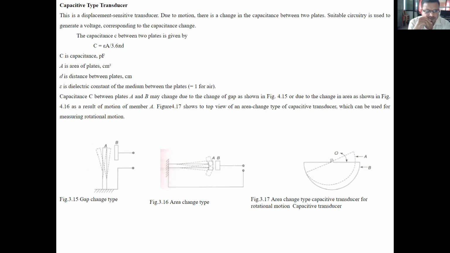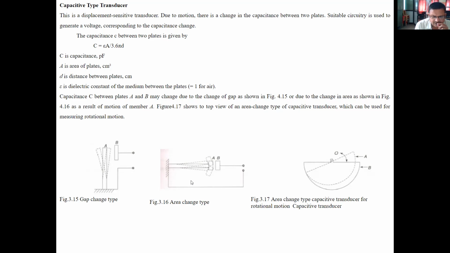Then the capacitance C between plates A and B may change due to the change of gap as shown in figure 4.15, or due to the change in area as shown in figure 4.16, as a result of motion of member A. Figure 3.17 shows the top view of an area change type capacitive transducer which can be used for measuring rotational motion. This figure 3.15 indicates a gap change type capacitive transducer. That is, if the gap changes, the output voltage will also change.